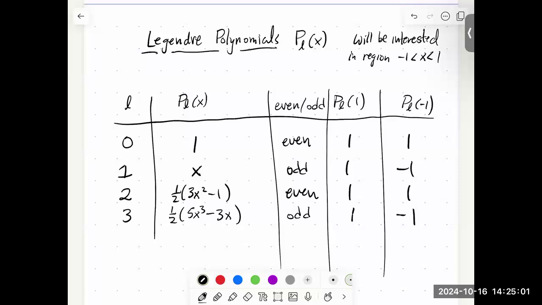Whether L is odd or even, the Legendre polynomial at the boundary x equals +1 is always 1. And the Legendre polynomial at the other boundary, x equals -1, alternates between plus and minus 1. It's -1 for odd L, and +1 for even L. That's kind of nice because the domain where our functions live is now x between plus or minus 1 and y between plus or minus 1, so they live in this box of area 4.